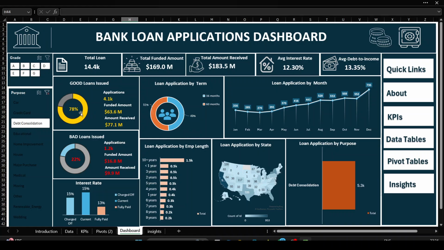The success rate is 78%. Applications passed for the good loan were over 4.1k. Funded amount was 63.6 million, and the amount which we received was 77.1 million.